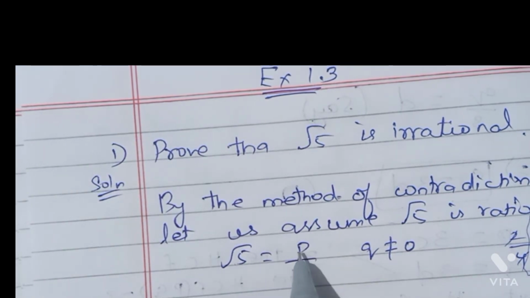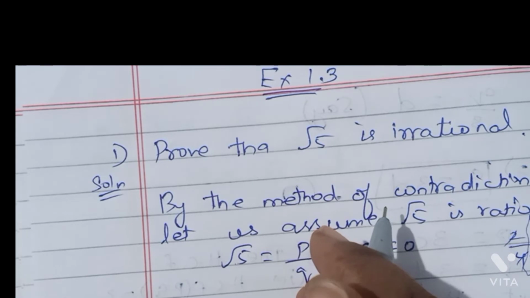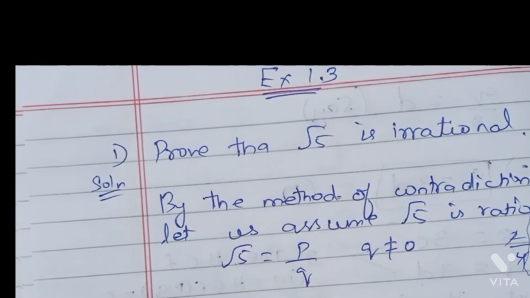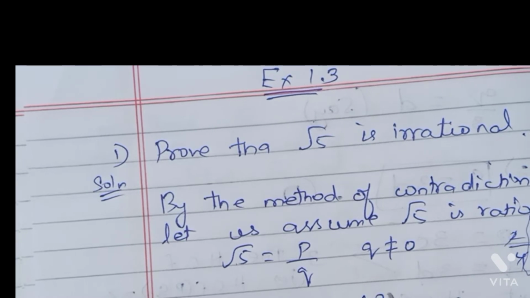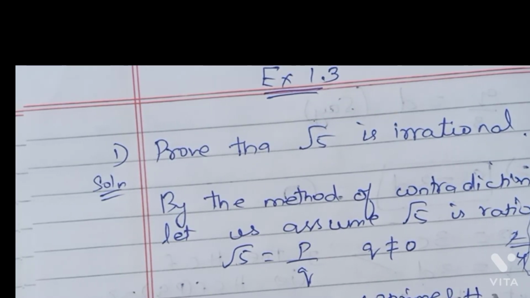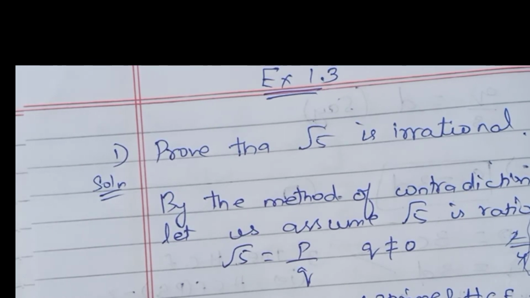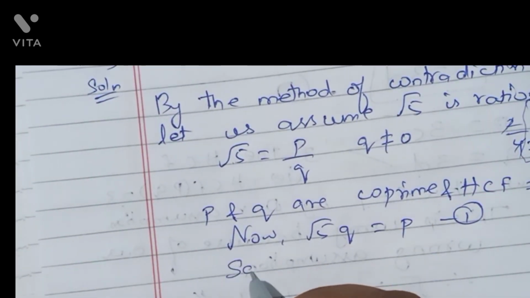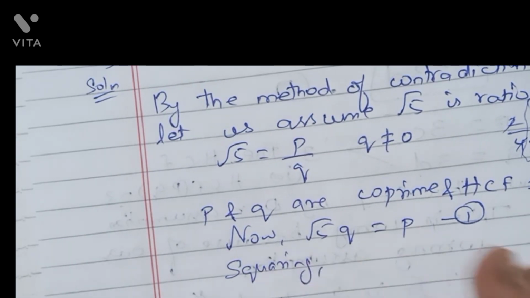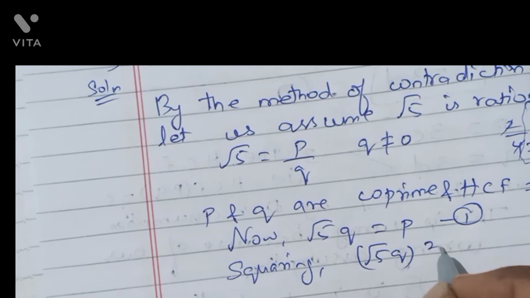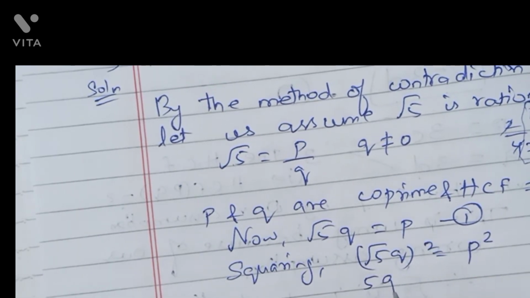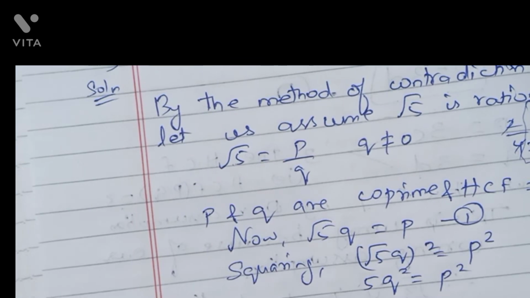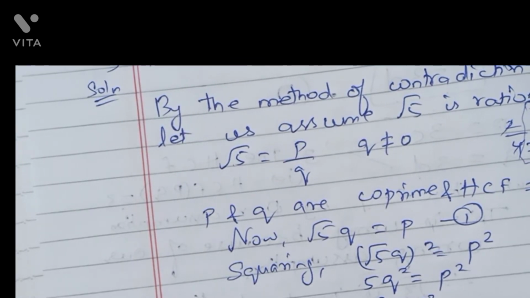So here, this root 5 can be written in the form p by q, where q should not be equal to 0, and p and q are co-prime numbers. That is, the HCF is equal to 1. Now, just cross multiply. We get root 5 q is equal to p. Mark this as equation 1. Squaring on both sides, we get root 5 q the whole squared is equal to p squared. That is, 5 q squared is equal to p squared. So this implies q squared is equal to p squared by 5.